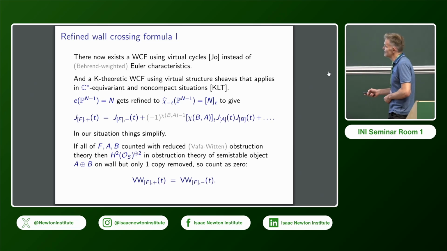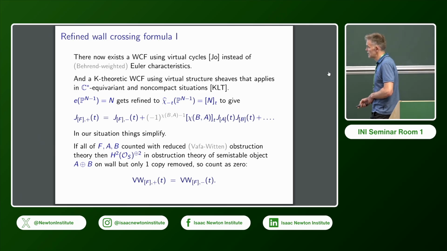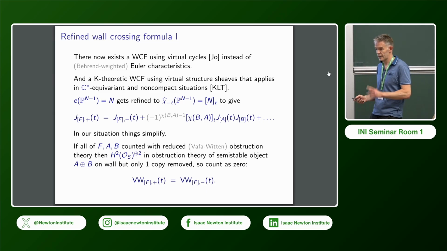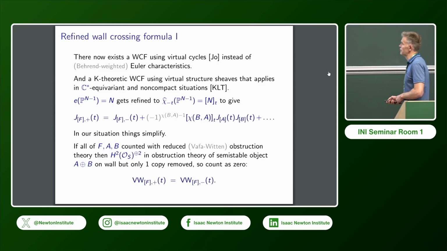So what you find is in this situation, this quadratic term vanishes, and so do all the higher order ones. And you just end up with this trivial wall crossing formula. So what you find is in lots of situations, you can just wall cross all you like, and you always get the same invariants. And I've used that, but that's been hidden in what I've been doing.